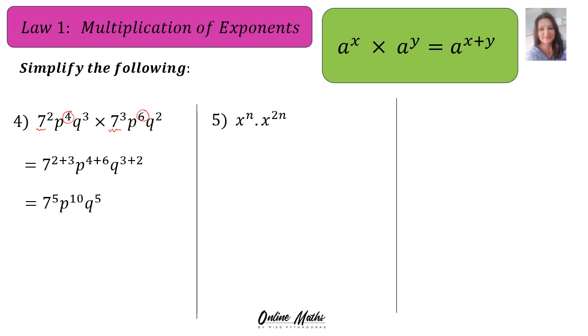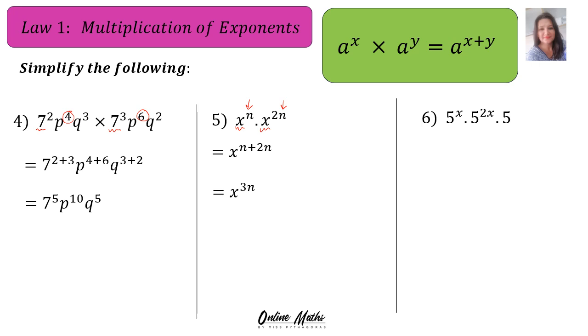Example 5. Now suddenly your base is x, and there's multiplication. So now it doesn't matter that your exponents are not numbers, they are variables, and we know how to deal with them. So this one will be x to the power n plus 2n, which is x to the power 3n. And then number 6, here the base is 5.